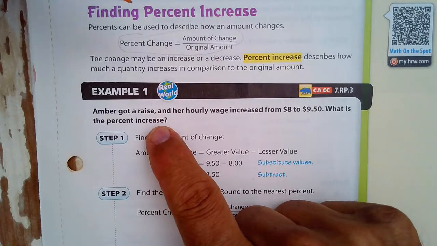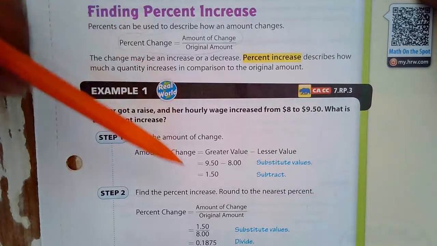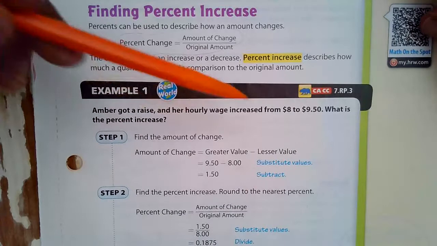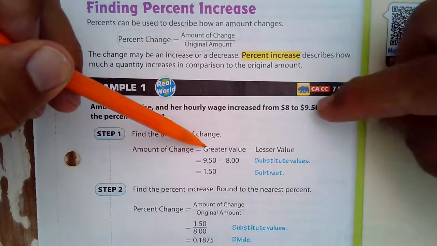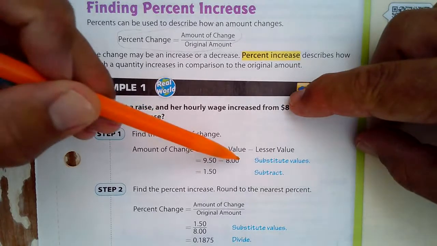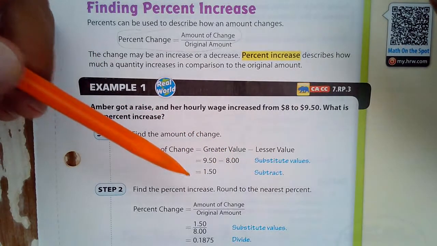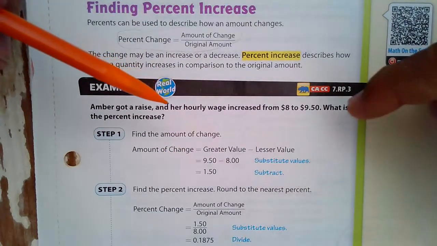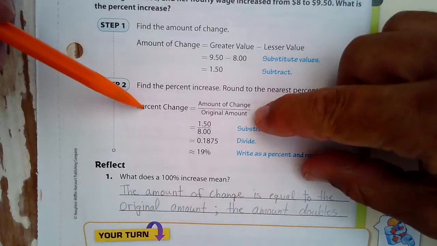So, as it says here, it's a comparison to the original amount. So we have to compare it to the original amount. How much did it increase by? Well, we'll take that greater value, which was $9.50, subtract $8, our lesser value, and we get $1.50. So it changed by $1.50. But in comparison to the original amount, how much did it change by? That's where we get our percent change.